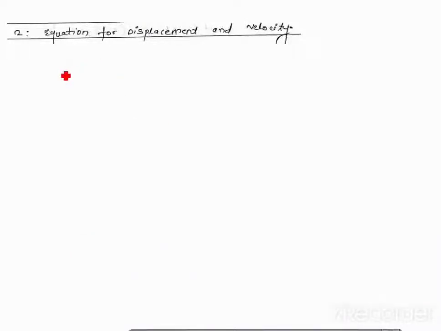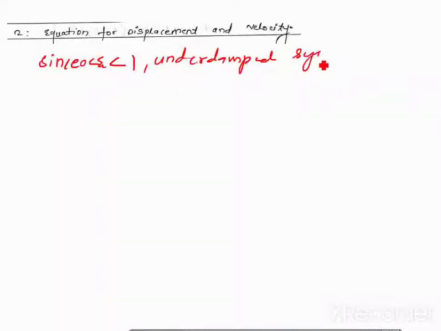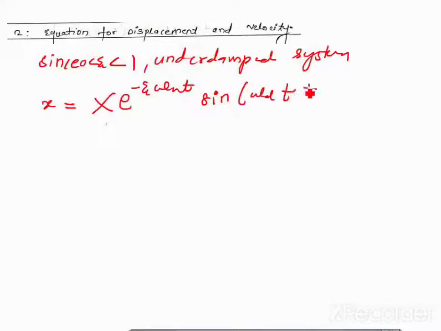To start with, I think everybody knows what the equation is. Since zeta is less than 1 and greater than 0, the type of the system is underdamped. So what is the output equation? It's a standard output equation that we have derived: x is equal to an arbitrary constant X, e raised to negative zeta omega n t, into sine of omega d t plus phi.